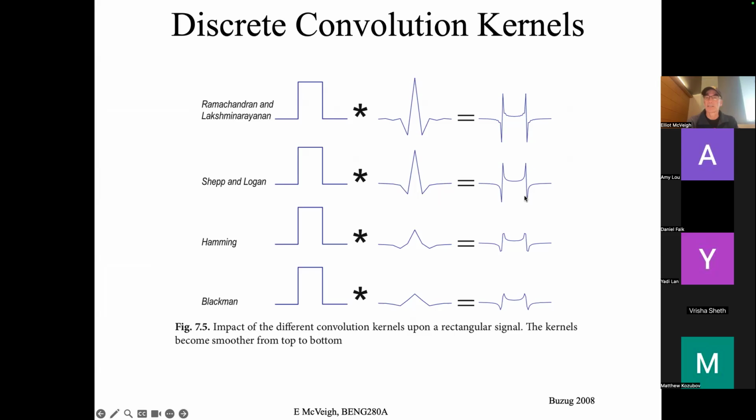Shepp-Logan, it looks like this. It gets a little bit wider. This transition zone gets a little wider. Hamming looks like this. The peaks aren't as high right here, and it's a little wider. And again, Blackman, the peaks are even wider, spread even wider.